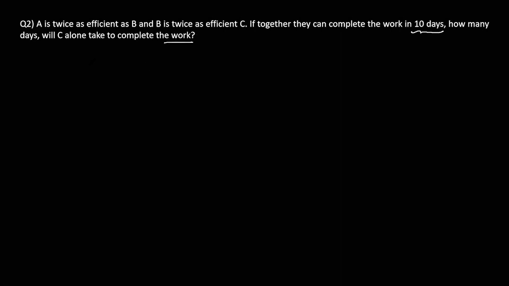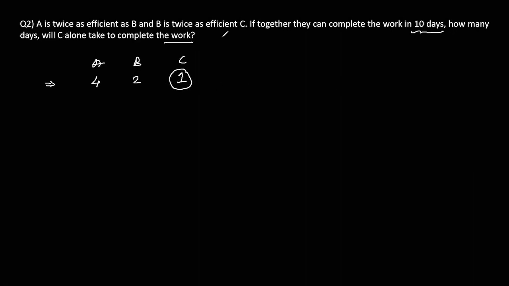Now A is twice as efficient as B, and B is twice as efficient as C. So if I take C as 1 unit, B is twice as efficient as C, so then B will do 2 units per day. And A is twice as efficient as B, that means A will do 4 units per day, right? Now understand one thing, what did I presume? I presumed that C is doing 1 unit per day, okay? That's what I presumed. Earlier, what did I presume? In the previous question, I presumed the total unit of work, and then I wanted to get down to these values accordingly. Right now, what am I doing? I'm presuming these quantities, and eventually I'll get down to the total unit of work.